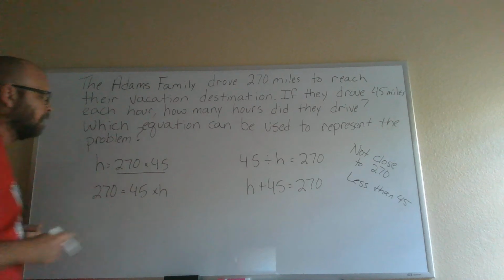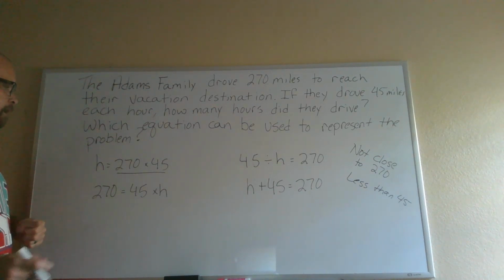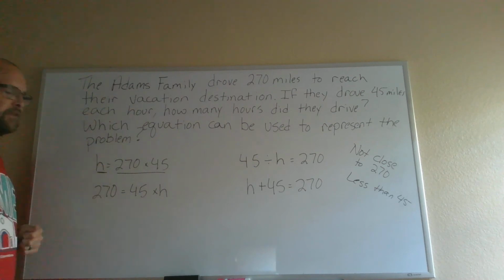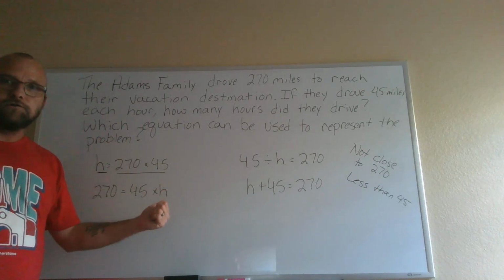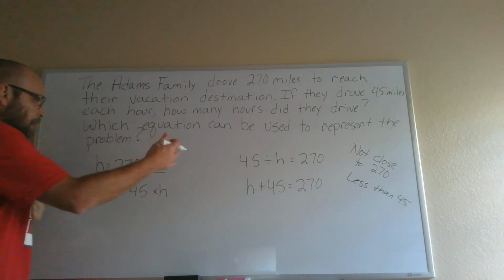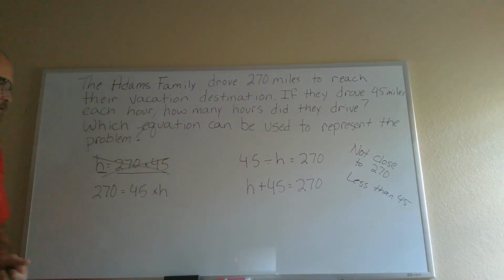If I multiply 270 times 45, does that reasonably tell me the number of hours that could be? I mean, 300 times 40 would be 12,000 hours. So, does that make any sense whatsoever? No. There is no way it can be this first answer.